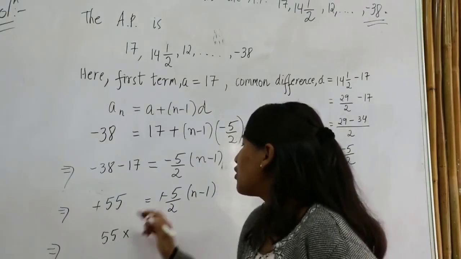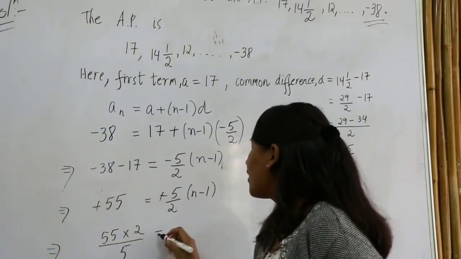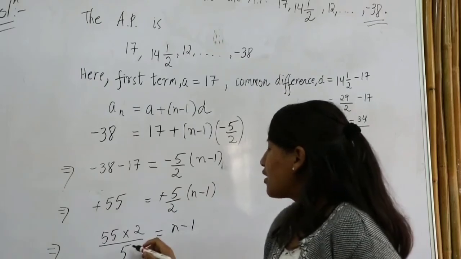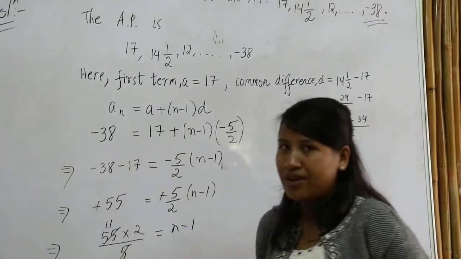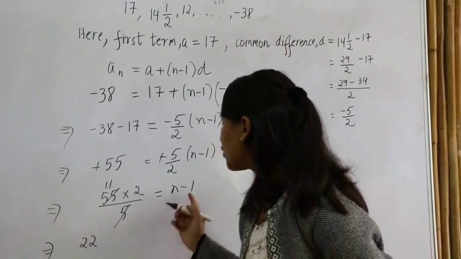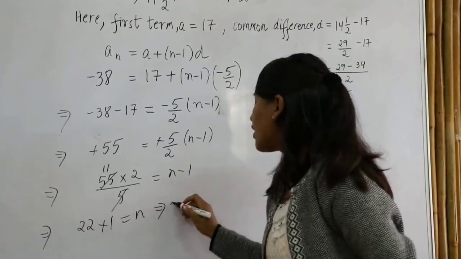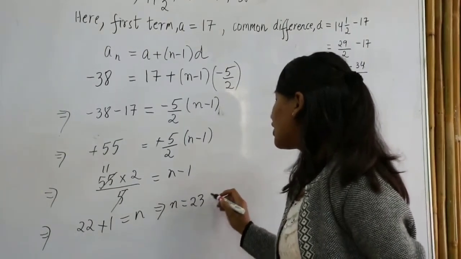So it is no longer any minus sign. So this will be 2 and then 5. So n minus 1 equals 55 times 2 over 5, so this one will be 22. You carry this one to this side, plus 1. So n equal to 23.